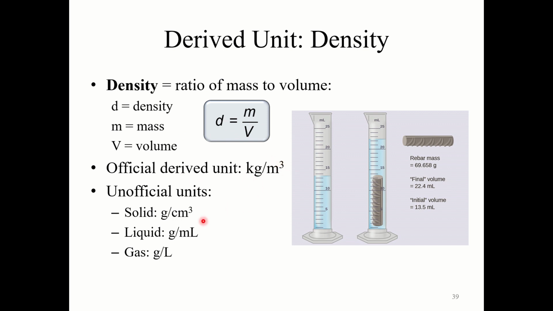But for the unofficial units, we'll be looking at 3 different units in this course. If we're dealing with a solid, we're going to be looking at grams per centimeter cubed. Liquids are commonly given as grams per milliliter, and then gases are commonly given as grams per liter. So all 3 of these are possible, though the top 2 are going to be more common in this course.